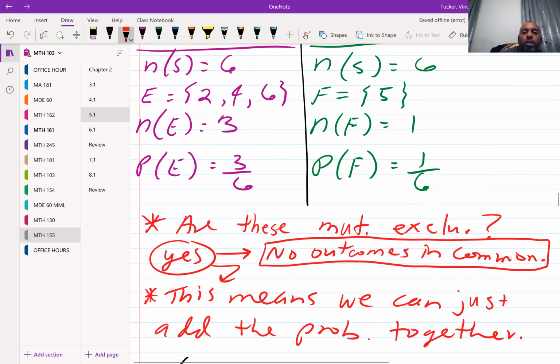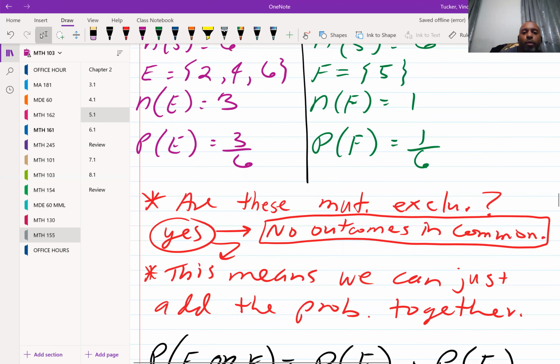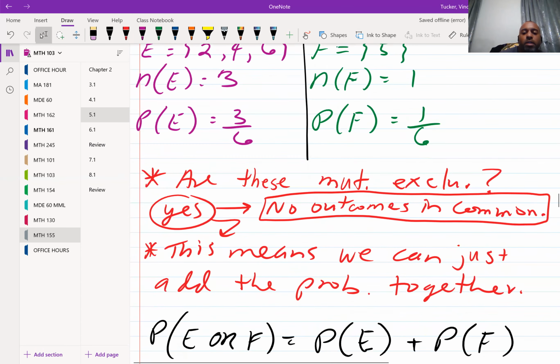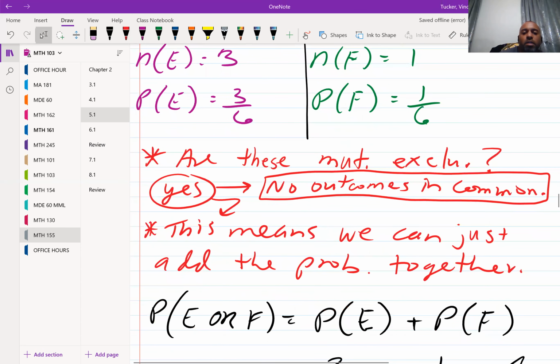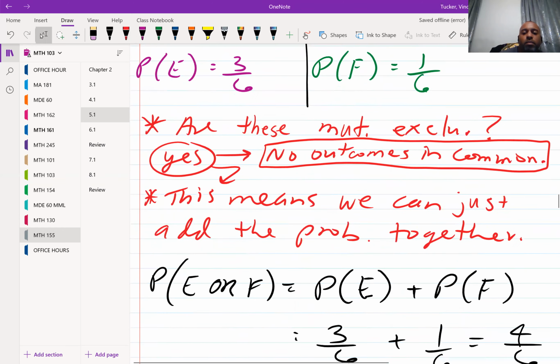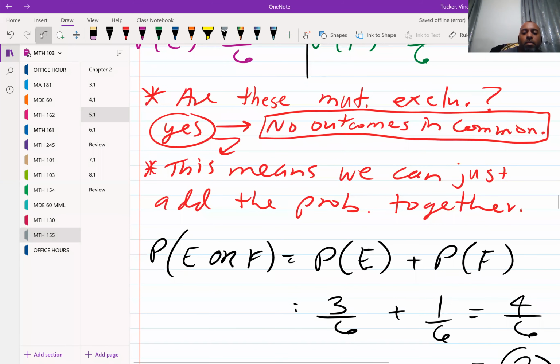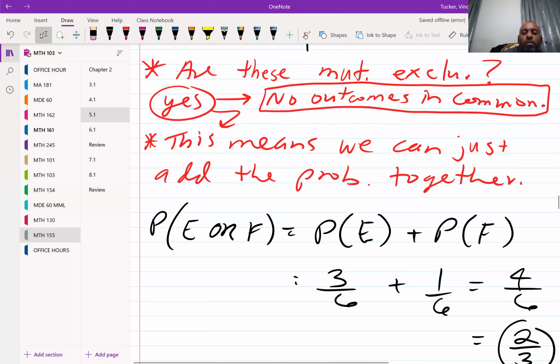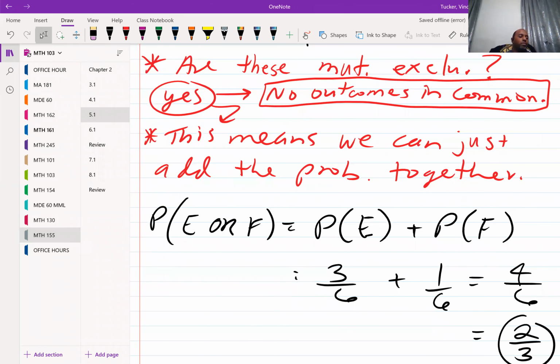All right, can we get up to the red? And we're still doing purple and green. So since they're mutually exclusive, we can just add the probabilities together. 3/6 plus 1/6 equals 4/6. And then we can reduce that to 2/3.